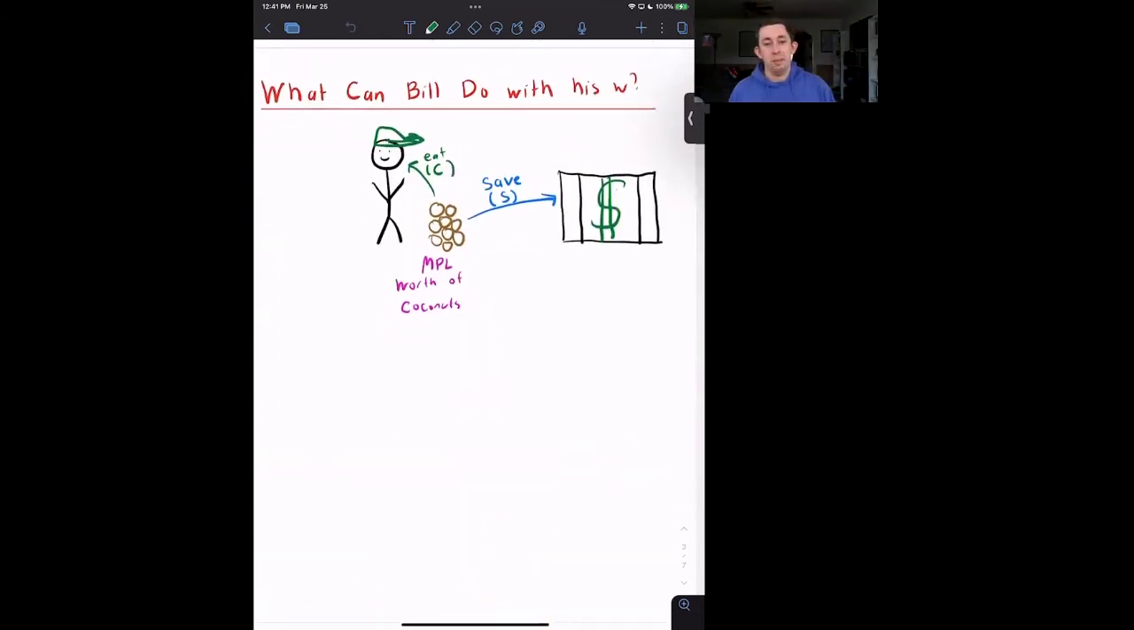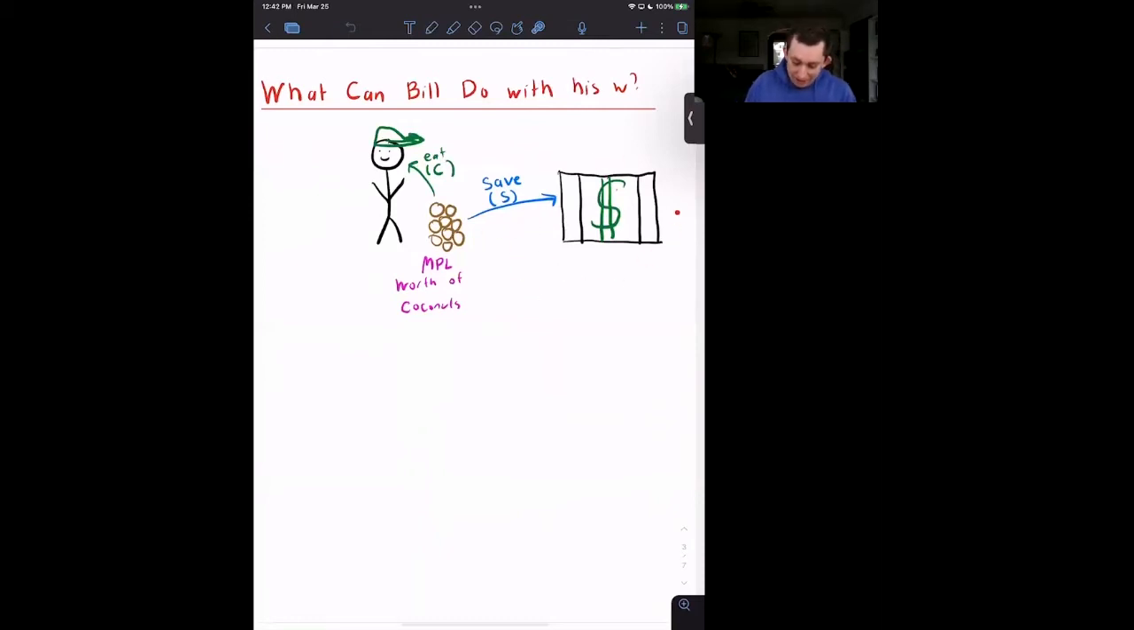First, let's think about Bill. Here's Bill with his fun little hat. Bill has just walked out of the office with his bag of coconuts, and we're trying to think about, well, what can Bill do with those coconuts? Remember, he's not earning money, he's earning coconuts. So what can he do with the coconuts that he brought home from work? Well, he can do two things. He can choose to eat them, or he can put them in the bank. So those are the two things that Bill can do with his wages.